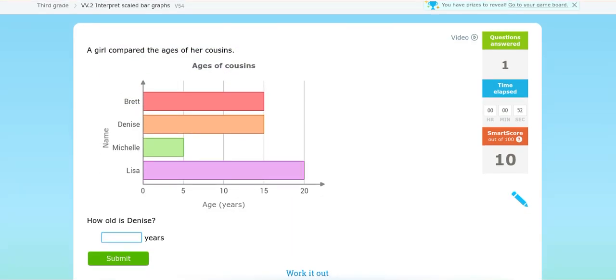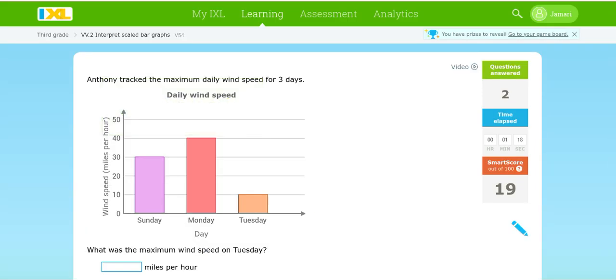How old is Denise? Well, if we look at this scaled bar graph, we can see the number of ages: 0, 5, 10, 15, and 20. We said that Lisa is 20, Michelle is 5, and Brett is 15. This leaves us with Denise, and we can count 5, 10, 15, and Denise is 15 years old. So it seems like this scale bar graph is skip counting by 5, which is a good thing.